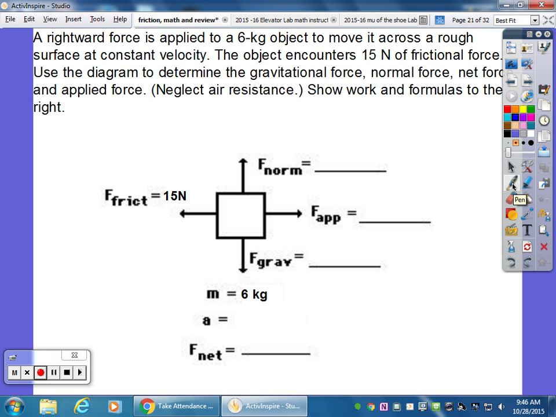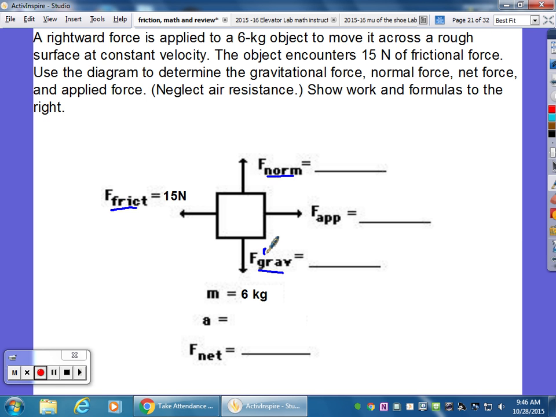Alright, so this is a basic free body diagram that we've drawn with each of the forces labeled. You'll notice that we got friction, normal, gravity, which remember can be calculated by taking mass times gravity, and then the applied force. The question says that the force is applied to a 6 kilogram mass, and it moves rightward across a rough surface at a constant velocity.